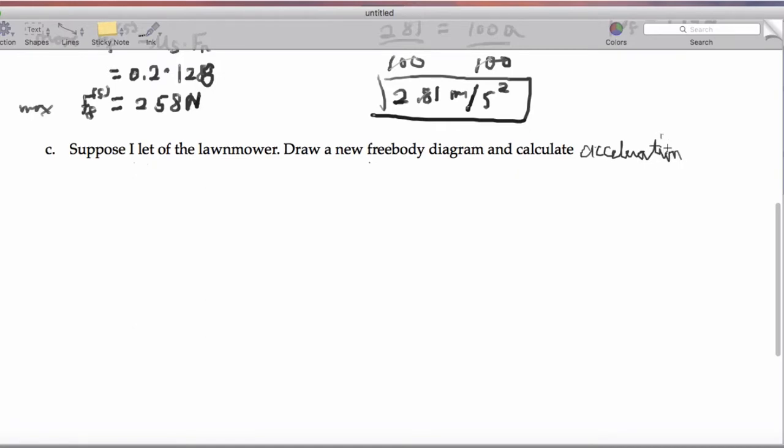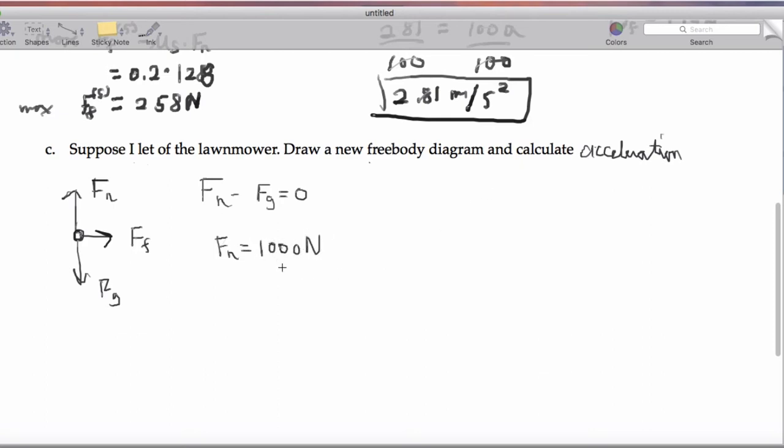Once again, we let go of the lawnmower, so that means we no longer have that pushing force. So we've got a normal force, we've got the gravity force, and we have the force of friction. This is very much like a problem we've done earlier, so I'm going to do it a little bit quicker. First I'm going to get the normal force. That's Fn minus Fg equals 0. And when we solve for Fn, since we know that Fg is 1,000 because that's m times g, we're getting 1,000 newtons right here.